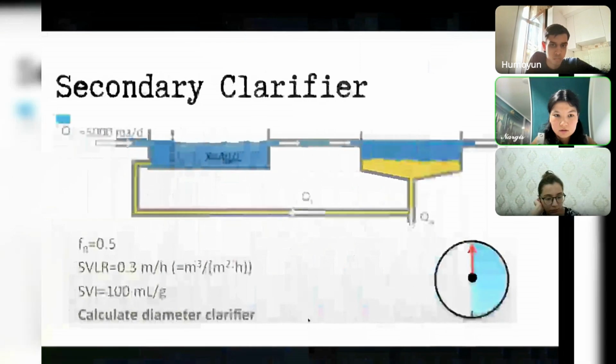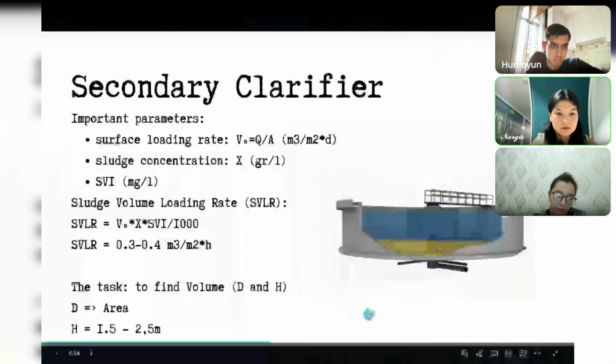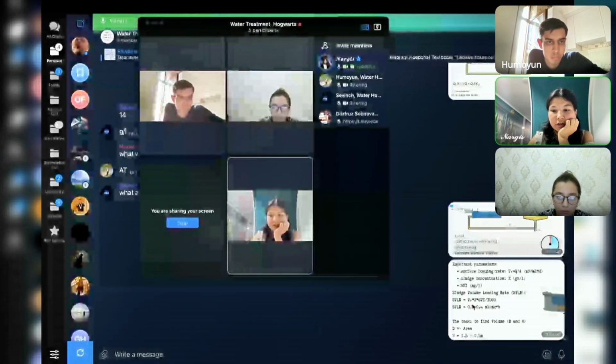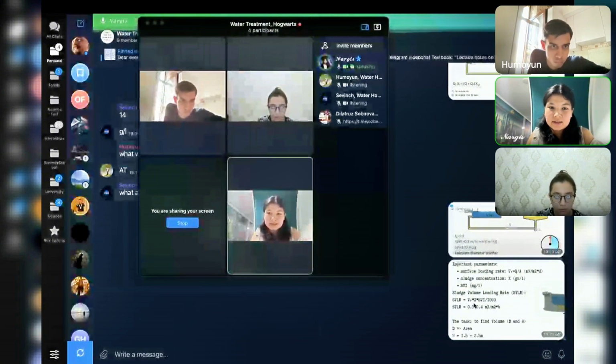Here. V0 is equal to 0.75. Yes. So the first thing here that we should do is to find V0. In order to find V0, we have everything. We have SVLR, we have SVI, 1000 is given, X is given. So we should just find V0 first. Is the diameter 92?